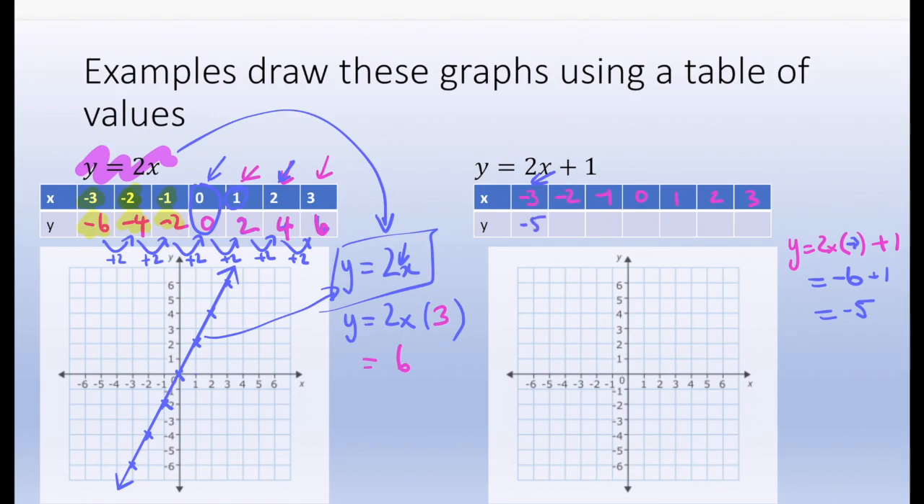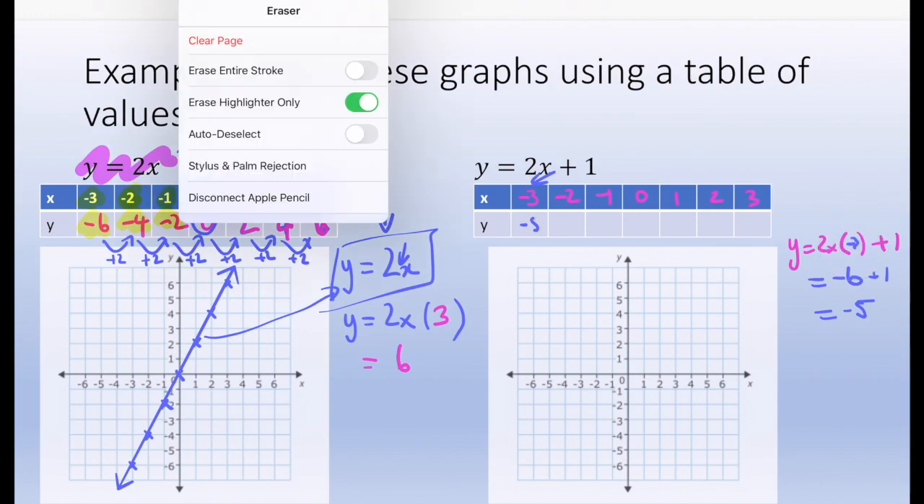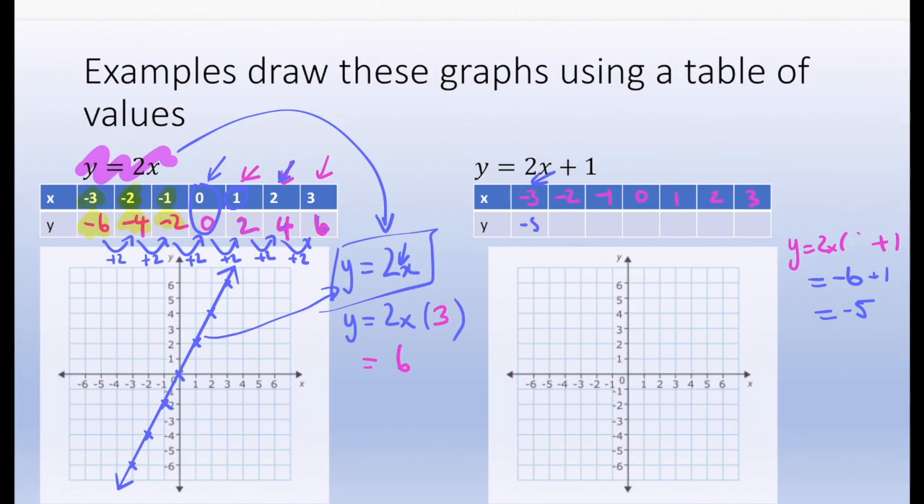Now the next value is negative 2. So it's minus 2 times minus 2, negative 4 plus 1 is minus 3. So it's minus 3. And notice here that it's going up by 2. Let's see if this trend continues. And I'm going to go negative 1. So just negative 2 plus 1 is negative 1. So let's go negative 1 in there. Oh, the trend does continue. And it actually does the whole way.